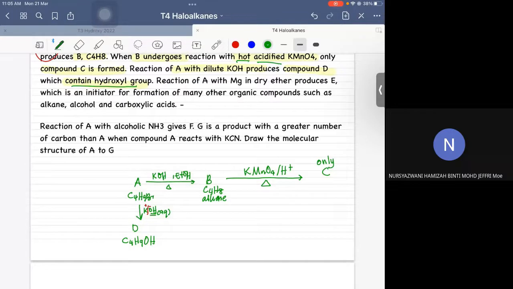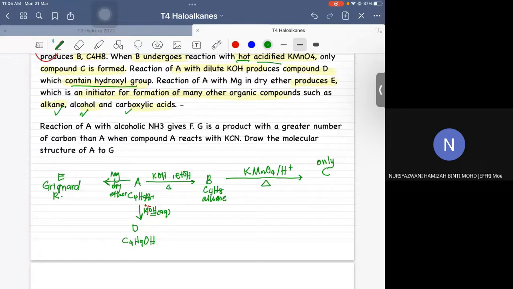Reaction A with magnesium dry ether akan produce compound E, which is an initiator for the formation of organic compounds such as alkane, alcohol, carboxylic acid. Maksudnya A react dengan magnesium, dia akan dapat E, iaitu Grignard reagent. Okay, so Grignard reagent ni boleh menghasilkan alkane, alcohol dan carboxylic acid.